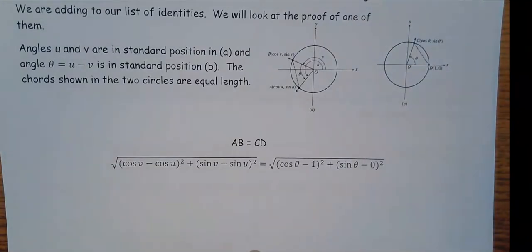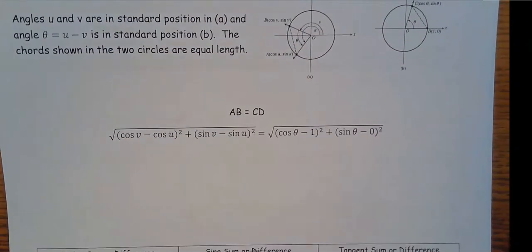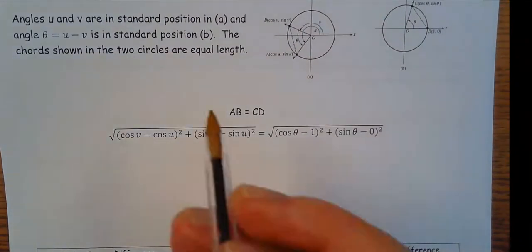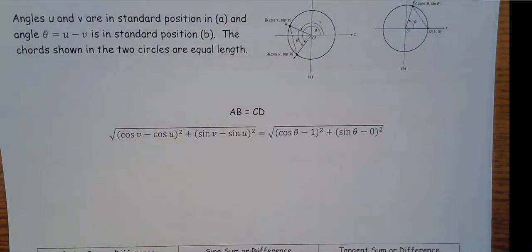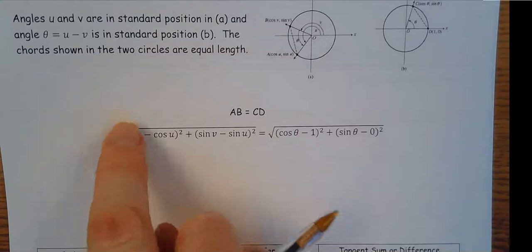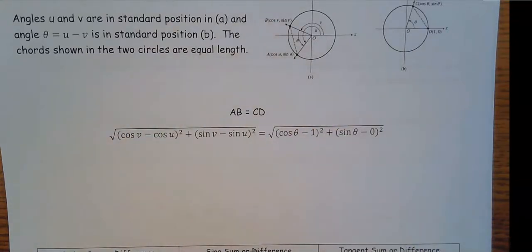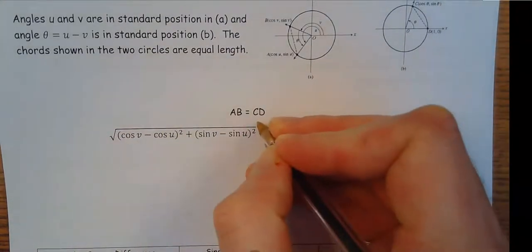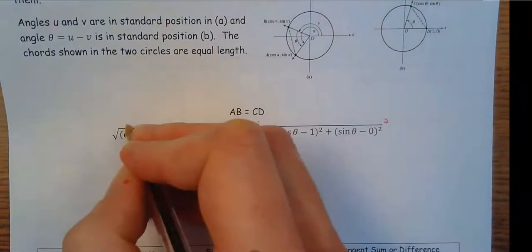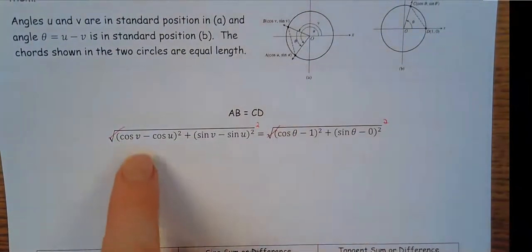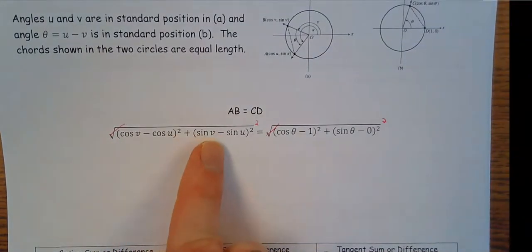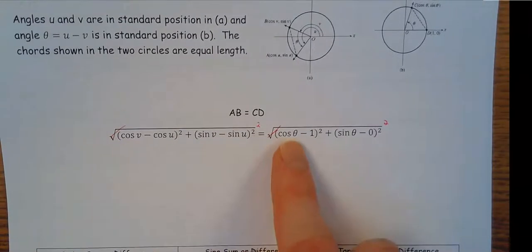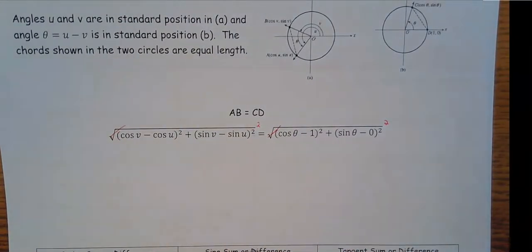So I'm going to do some simplifying here, and I'm going to pause and do some writing to save some time on the video so it doesn't take so long. First I'm going to square both sides. Both sides of the equation have a square root, so squaring both sides gets rid of the square root. So now it's just cosine V minus cosine U squared plus sine V minus sine U squared equals all this squared. No square roots anymore.